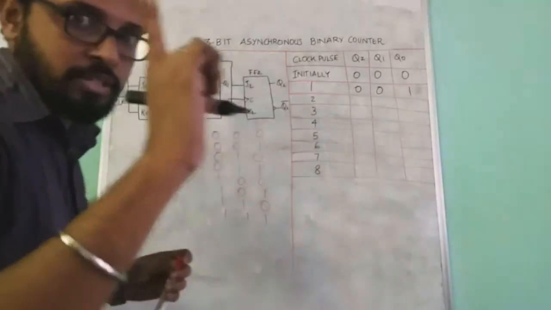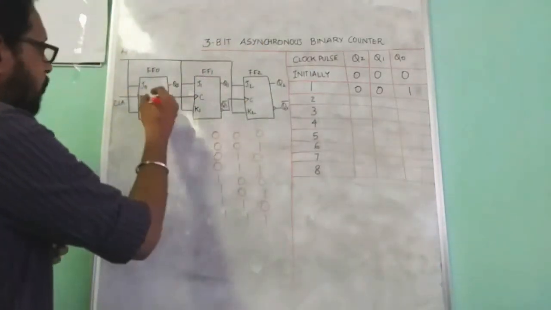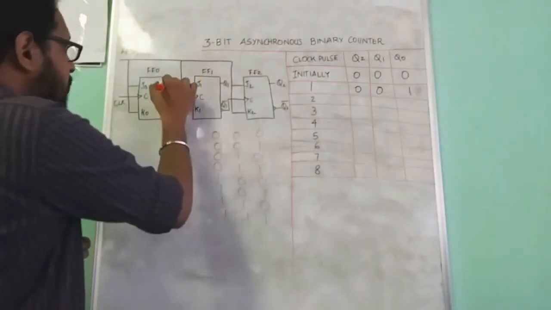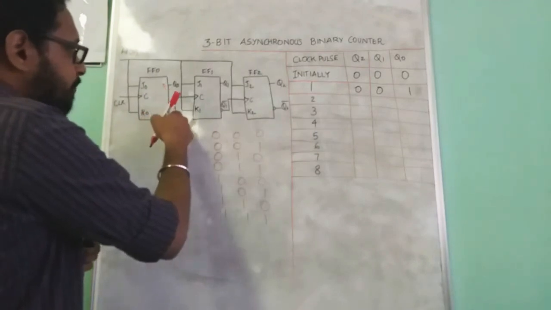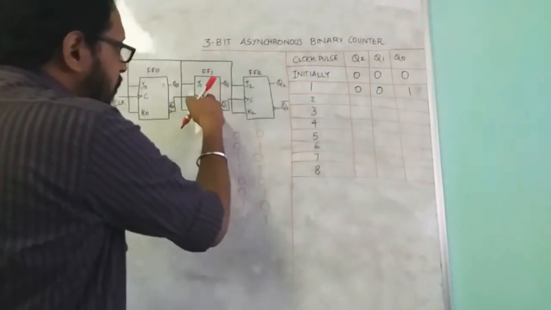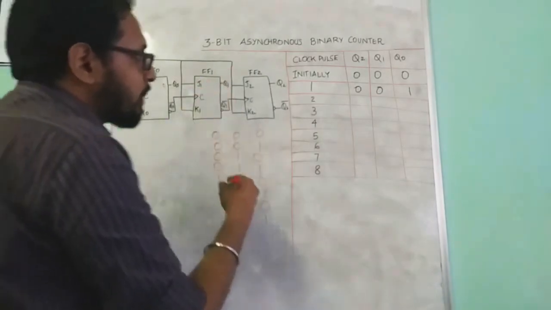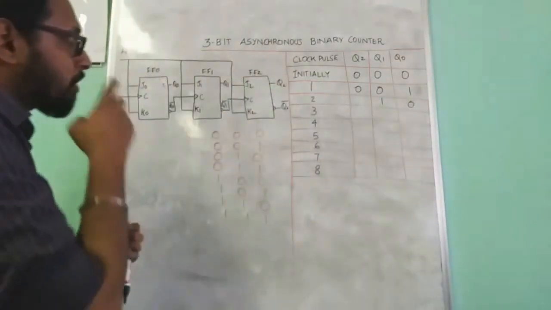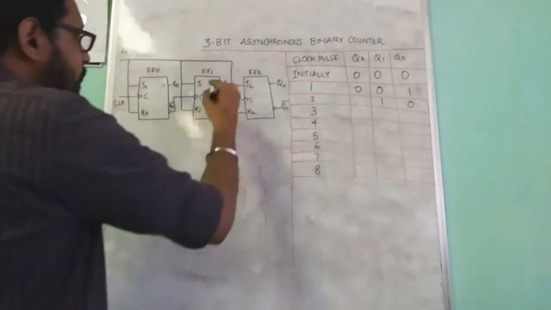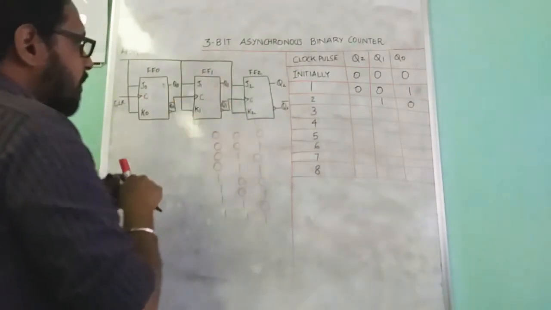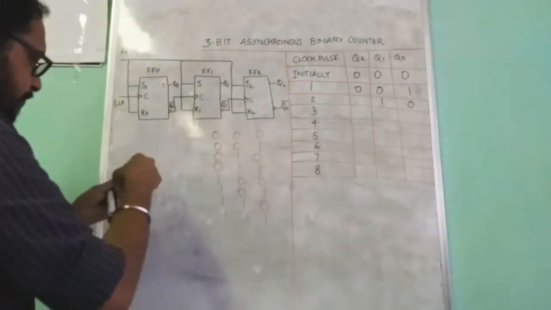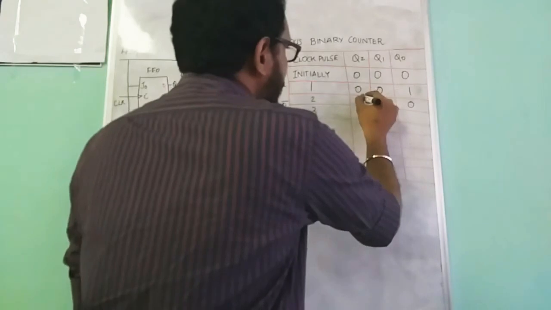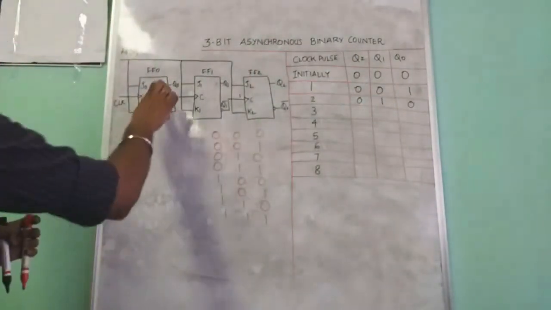Now the value of Q0 is 1. So the next positive edge means Q0, which had the value 1, becomes 0. The bar will be 1. The 1 will go to this place as clock, which means the Q1 value should change. Q0 will be 0, Q1 will change from 0 to 1. The reverse is 0. So 0 reaches here, which will have no effect on flip flop 2. So you write this as 0.